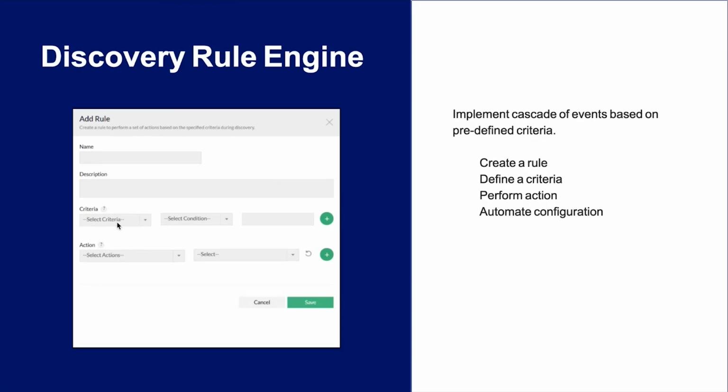Discovery Rule Engine basically implements a cascade of events based on predefined criteria. So you can set up criteria, and OpManager Plus will take an action on the discovered components that satisfy that criteria. So let's say you create a rule to identify a set of devices, and you identify those devices using the criteria given here. If certain devices satisfy those criteria, then OpManager Plus will perform certain actions on them. So this is how the discovery rule engine works.